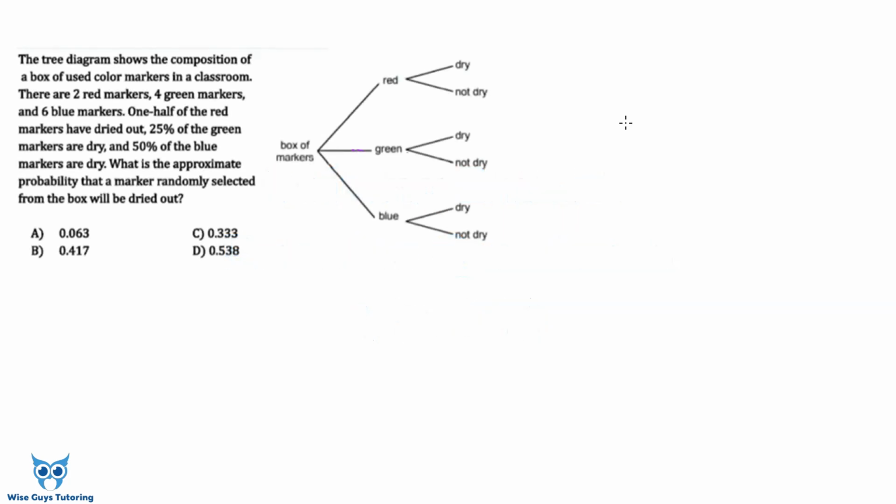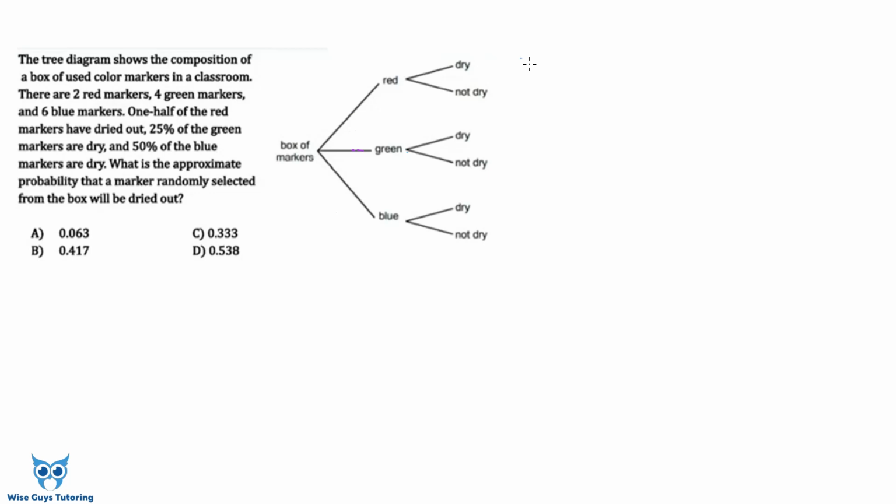It says the tree diagram shows the composition of a box of used color markers in a classroom. There are 2 red markers, 4 green markers, and 6 blue markers. Now, 1/2 of the red markers have dried out, 25% of the green markers are dry, and 50% of the blue markers are dry. That's a lot of dry markers. What is the approximate probability that a marker randomly selected from the box will be dried out?